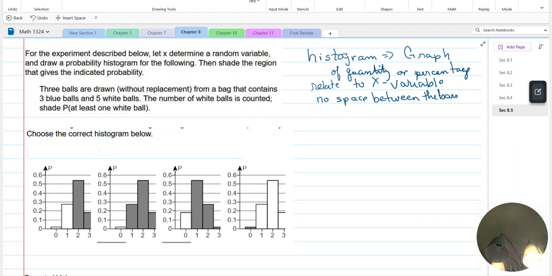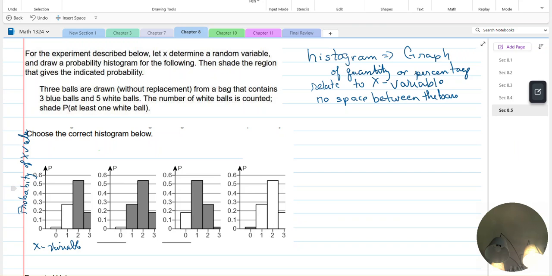So in this one, we notice that they're using probability of the x values. And here are my x variable in the graph. So now that we understand what the histogram is, we're going to read.